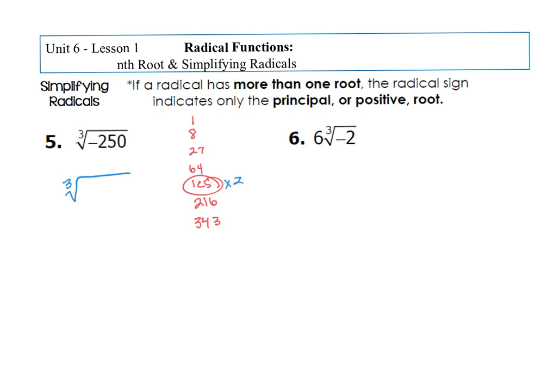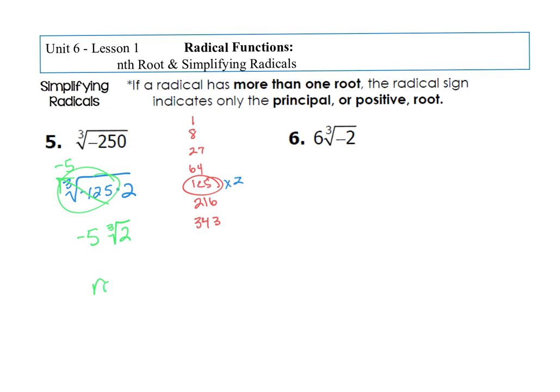Sorry, 125 times 2. My brain's a little scattered today. Now, where does the negative go? It always goes with the part that was on the list. We'll say negative 125 times positive 2. You never leave the negative underneath the radical. It always has to come out. So we say the cube root of negative 125 is negative 5. Do not leave the negative underneath the radical. So this is just negative 5 on the outside now, cube root of positive 2.